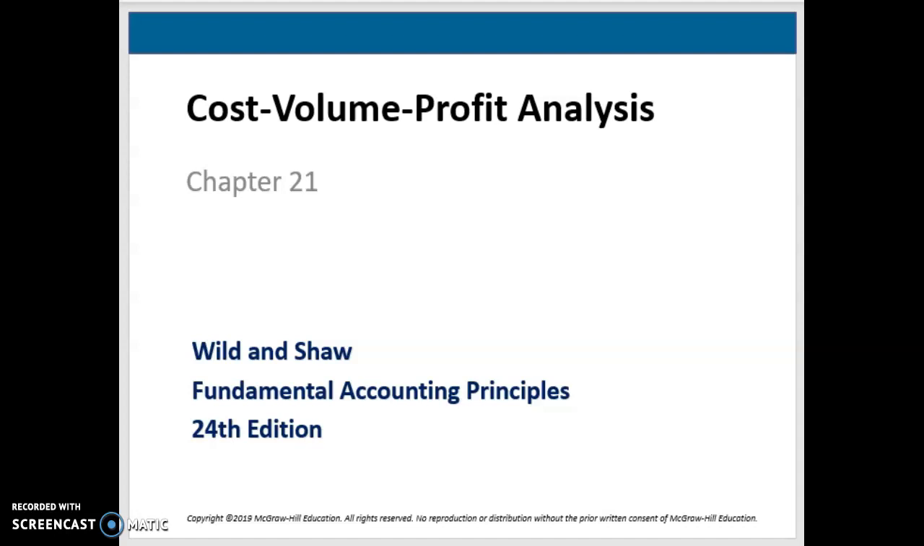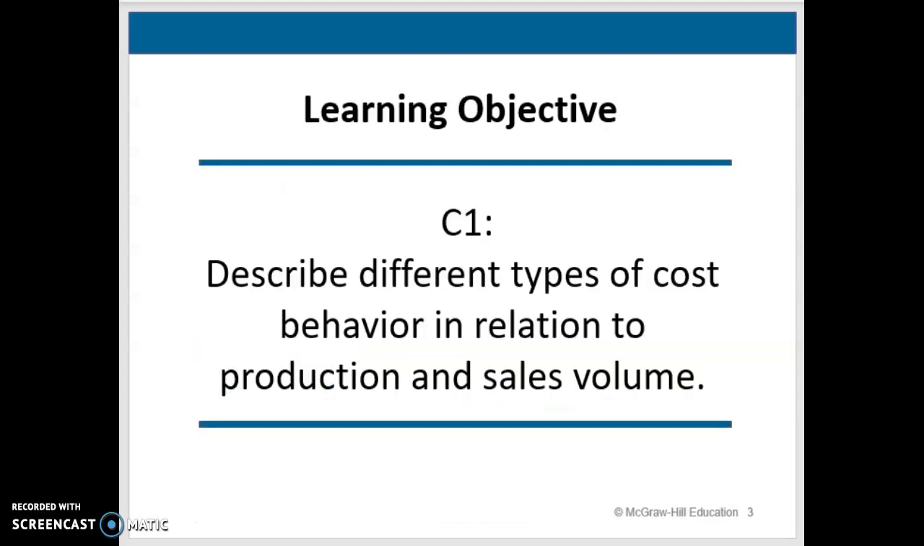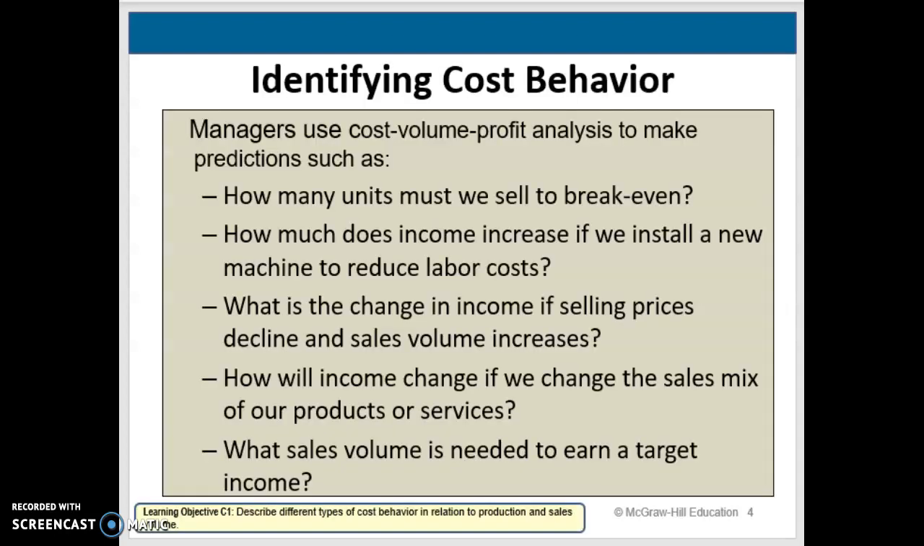We are covering chapter 21 tonight, which is cost, volume, profit analysis, also known as CVP analysis. So we're going to be looking into types of cost behaviors in relation to production and sales volume. So we're going to start by looking at how can we identify cost behaviors?